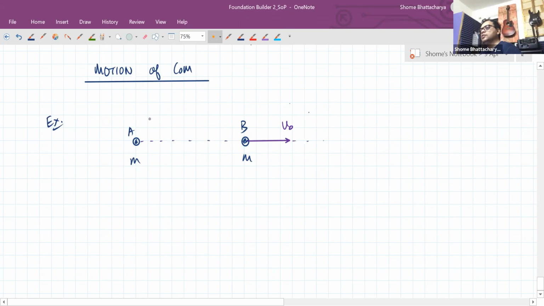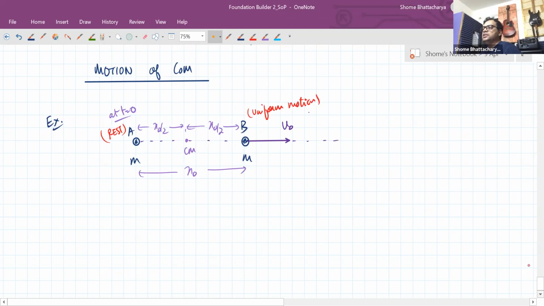So what will happen is that at t equal to 0, the center of mass was located here. This is the situation. So the center of mass is here, dividing this line by 2. The distance between these two is x0. The particle A is at rest, whereas B is moving with uniform motion. So it has a uniform velocity.